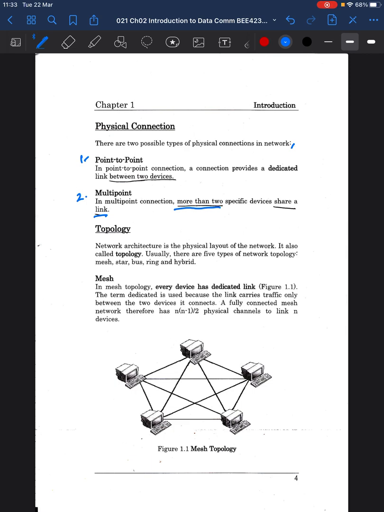Next is about the topology of the network. Network architecture is the physical layout of the network. We call it network architecture. It is also called topology. So what is topology? Topology is network architecture.